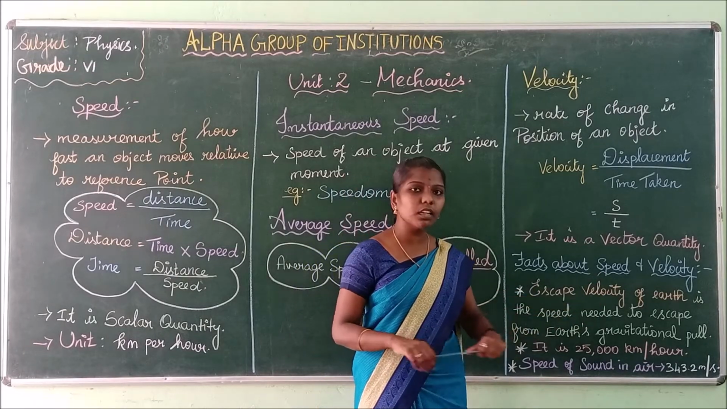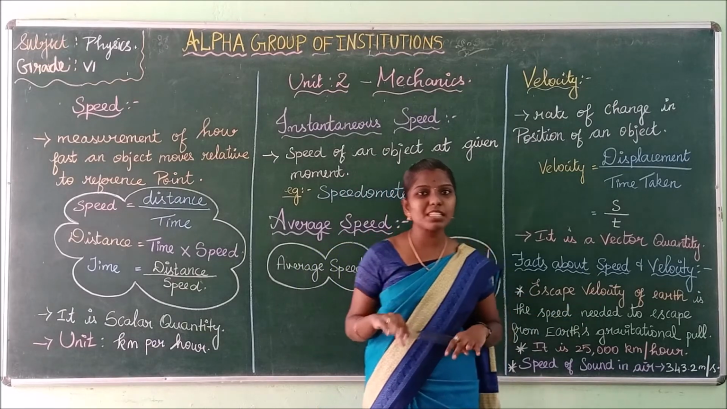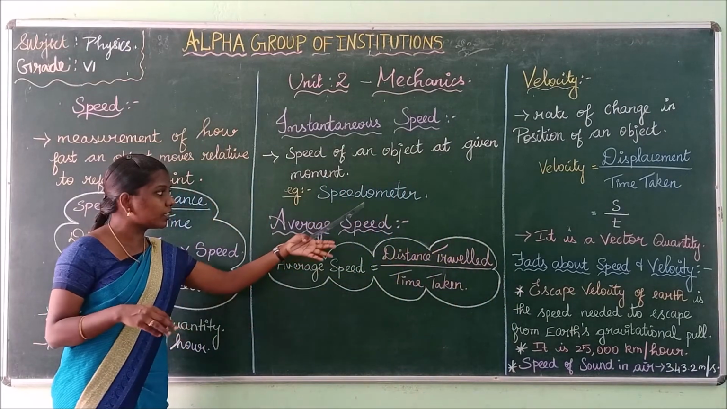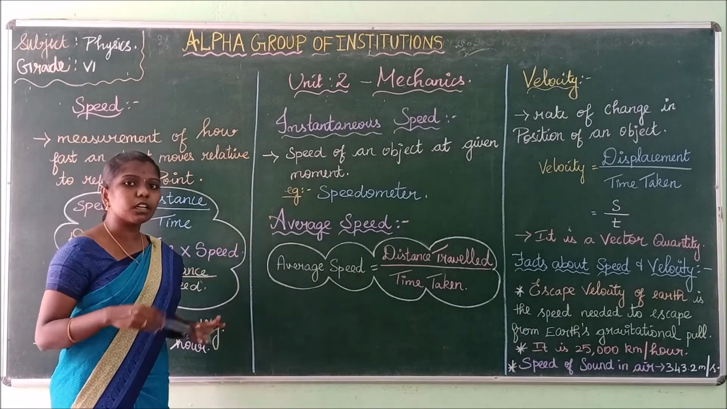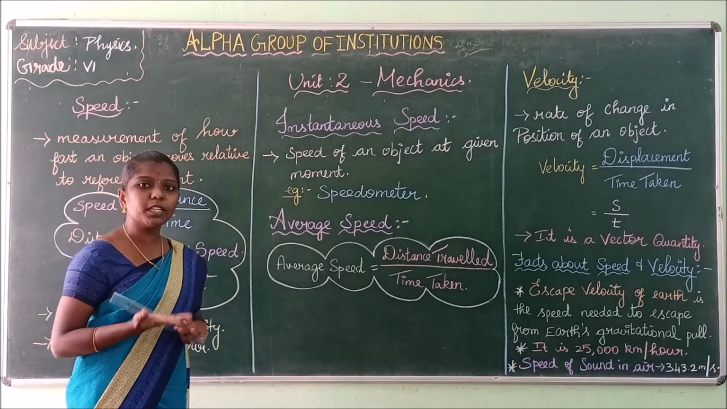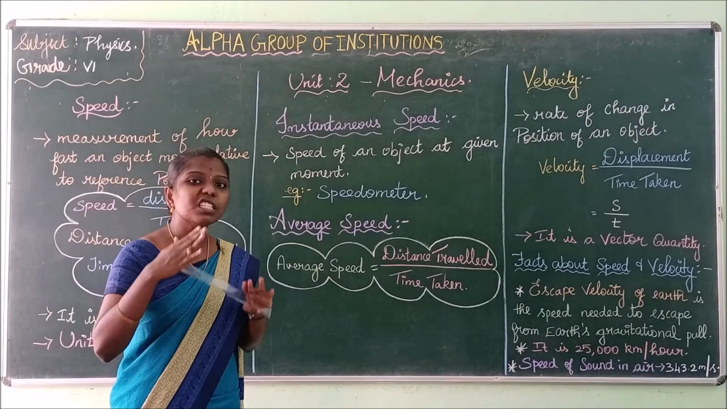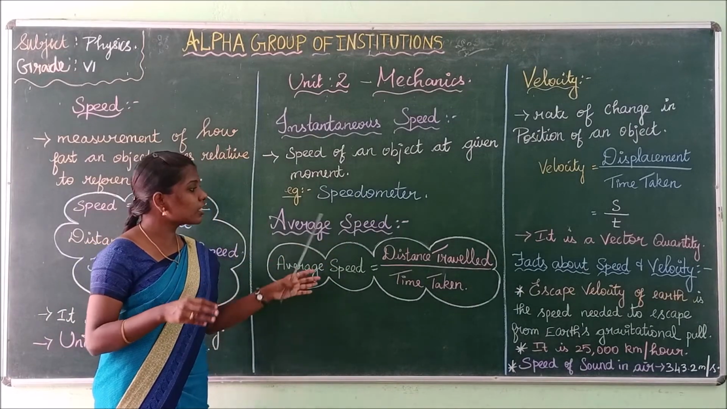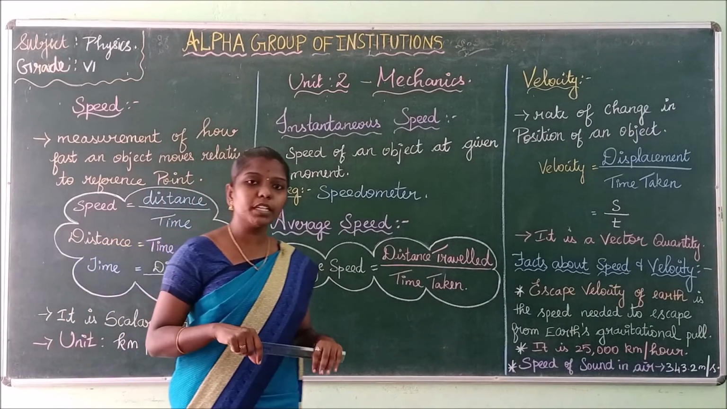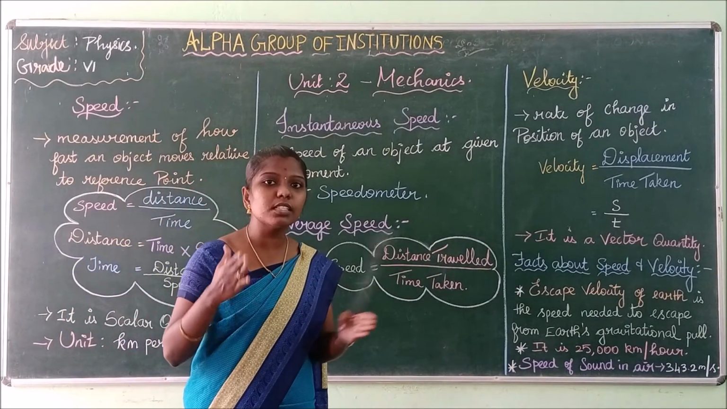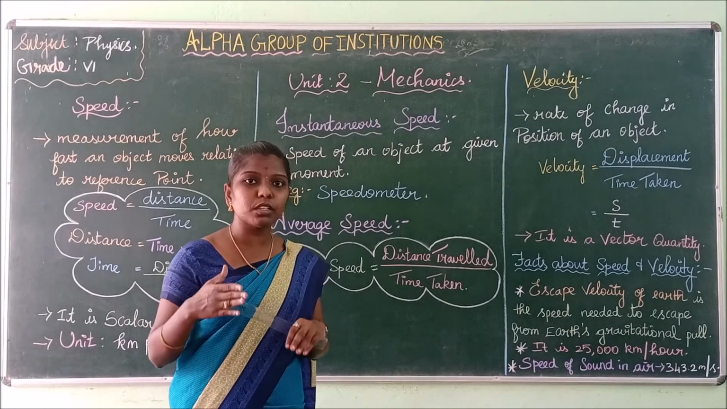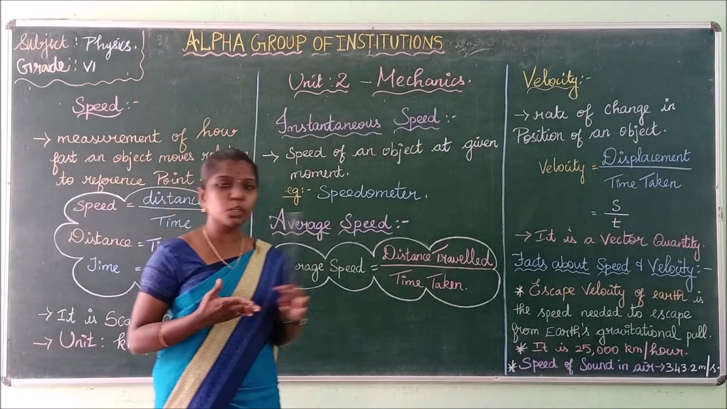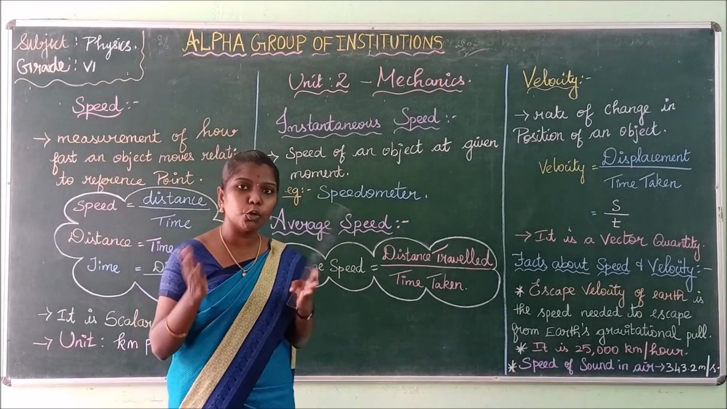Facts about speed and velocity. What are the facts about speed and velocity? As I have said before, an example for instantaneous speed is the speedometer. What is a speedometer? The speedometer is the device to measure the speed. Next is the odometer. The odometer is a device to measure the distance travelled. In cars and motorbikes, you can find the speedometer and odometer.